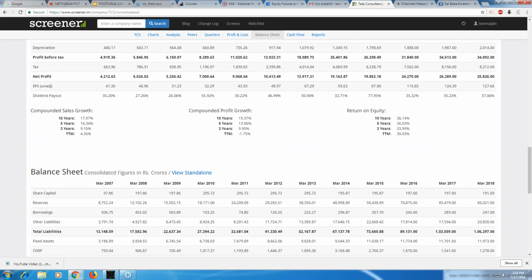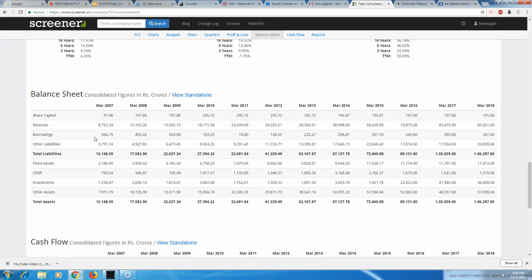Let's look into the borrowings. You see the borrowings are also decreasing, right? Such a huge cash rich company. See the reserves, they have become 10 times from 2007. In 2007 it had 8,752 crores. Now they have 85,000 crore reserves. The company can survive for years, if it doesn't have any sale.